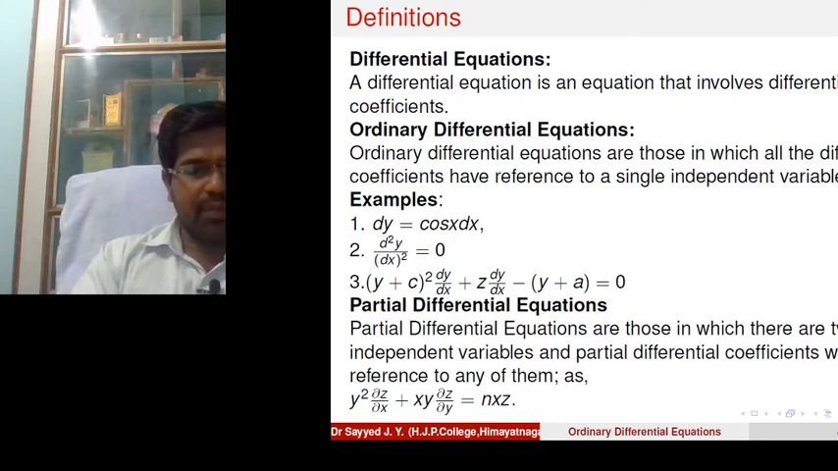Now partial differential equation. As I told you, in a partial differential equation there are two or more independent variables and their partial derivatives are present. See, this is the example: y square dou z by dou x plus xy dou z by dou y is equal to nxz.